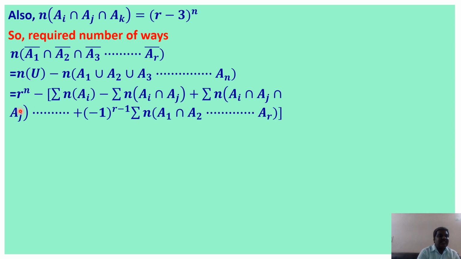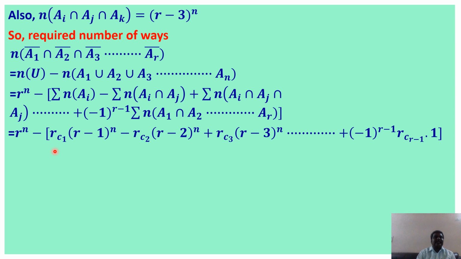Total number of ways is r power n minus, this is the old formula, my inclusion and exclusion concept: the sum of n of Ai, n of Ai intersection Aj, n of Ai intersection Aj intersection Ak, and so on up to plus or minus 1 whole power r minus 1 into n of A1 intersection A2 intersection and so on. Already we discussed how many n of Ai are there, and n of Ai intersection Aj, so we discussed each and everything. What is the value here now? This is r power n minus rC1 into (r minus 1) whole to the power of n.